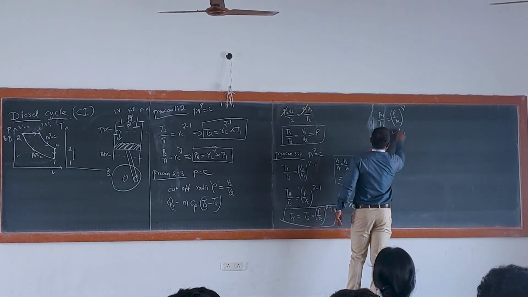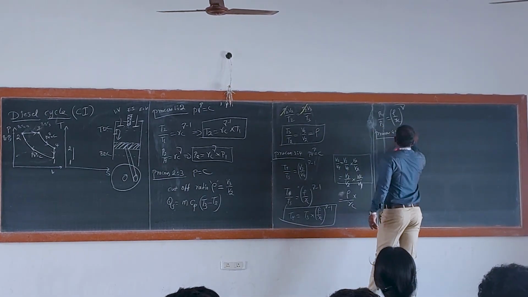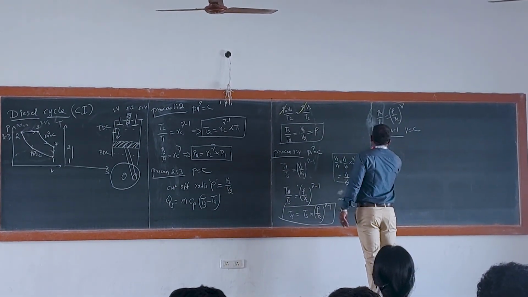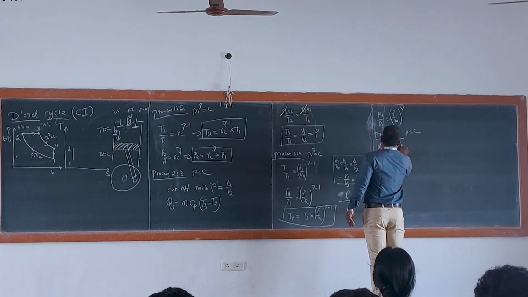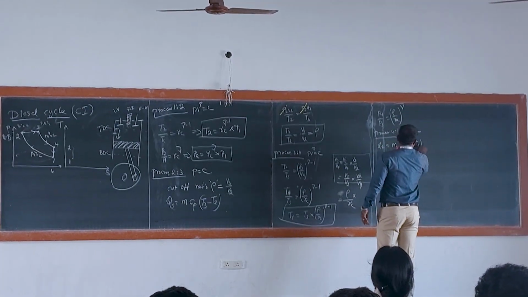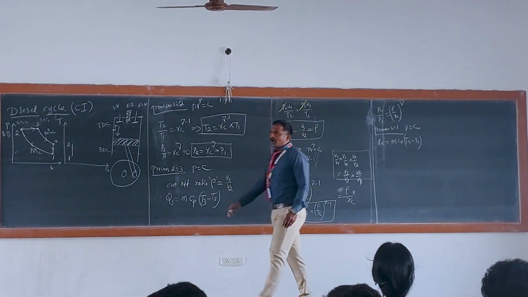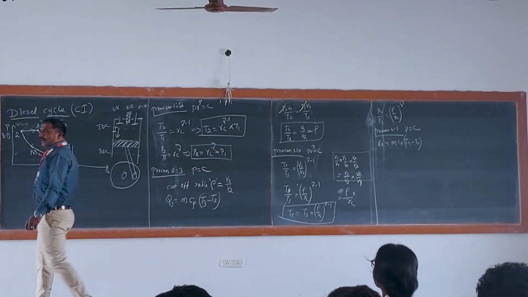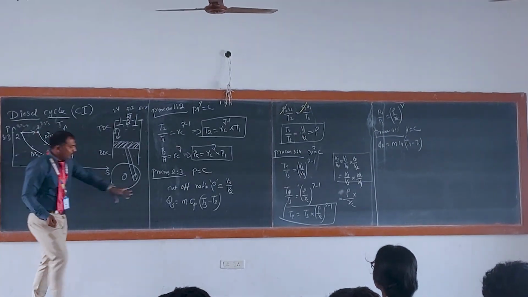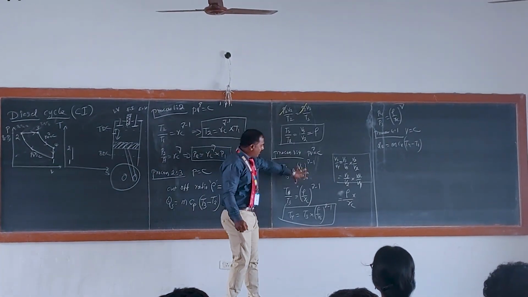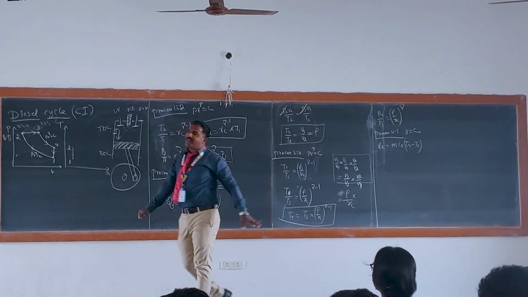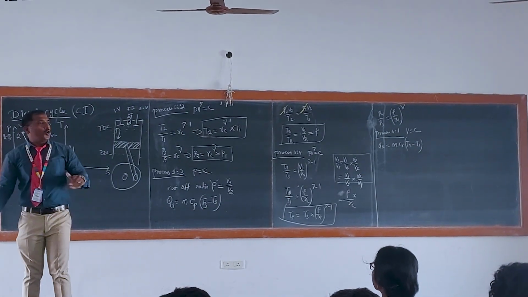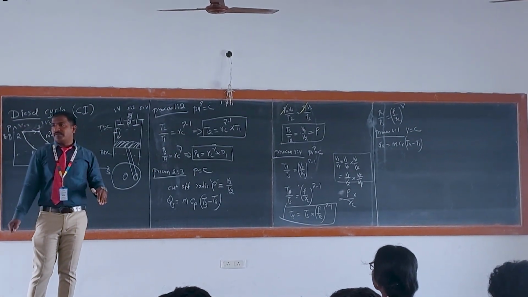Process 4 to 1, constant volume heat rejection. My QR is equal to m Cv (T4 minus T1). That's it, over. Only one change. Where did the change happen? One change here, one change here. That's all. Remaining everything is the same, similar to our Otto cycle.